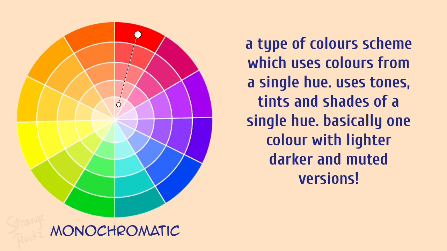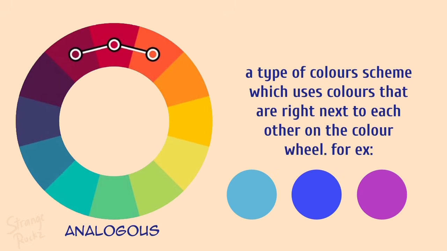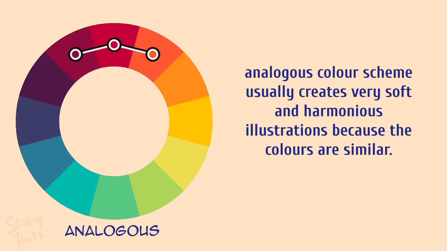Then monochromatic means using one single hue but with different tints, tones, and shades. So basically just one color, lighter, darker, and with muted versions of it. And analogous color schemes are the schemes that use colors that are right next to each other on the color wheel. For example, blue, purple, and purple. These create a very soft and harmonious looking illustration since the colors are very similar.